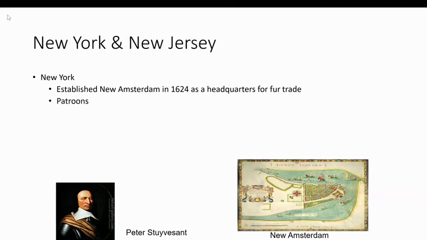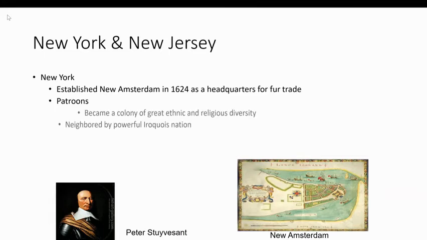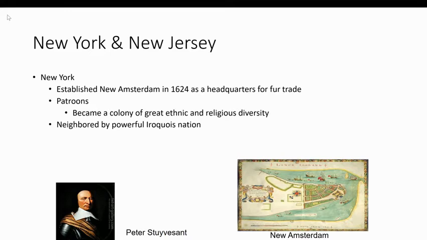Now, they tried to people it, and so they established what amounts to a large plantation called a patroon. And really, it's just kind of a big feudal manor in which you had a patroon who was like a noble, and they would give the tenants tools and allow them to use his mill and everything that a feudal manor would provide. But unfortunately, there just weren't enough people that wanted to come over and work on these patroons, and so it didn't go particularly well. As I said, New York became a colony of great ethnic and religious diversity.